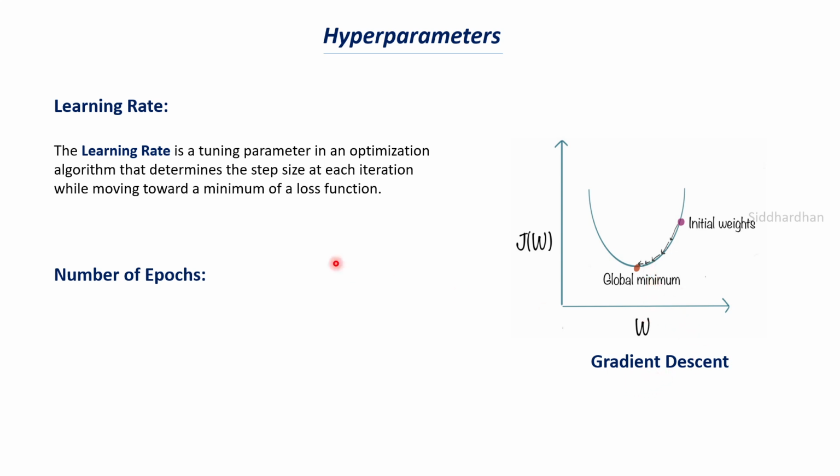For now, try to understand that learning rate is the amount of change that we are imparting to the model in each step of the training process. Okay, so this represents the learning rate.